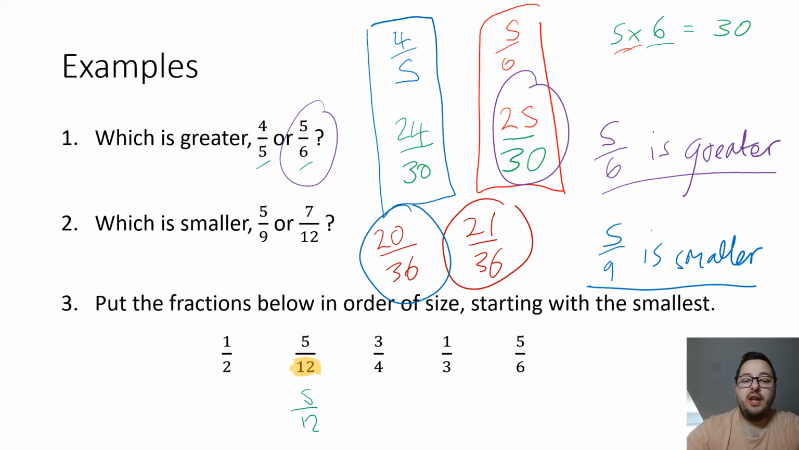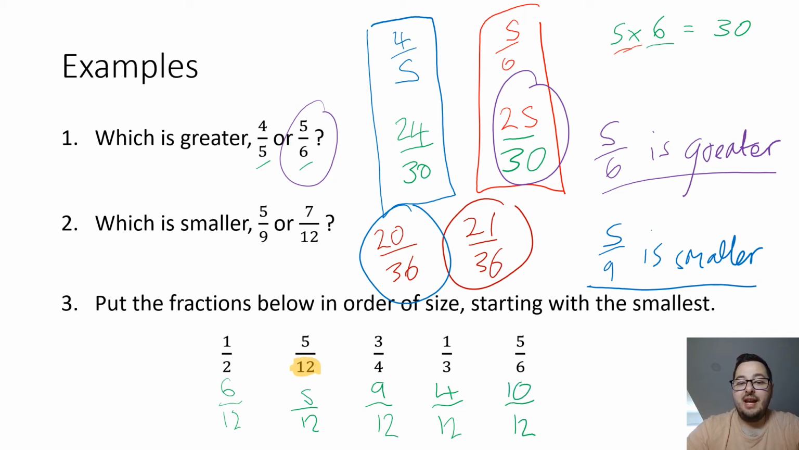So the first one, 1/2, well, we want to get 2 to 12. And to get 2 to 12, you times by 6. So times the top by 6, 1 times 6 is 6. For this 3 over 4, we want to get from 4 to 12, so we times by 3. So 4 times 3 is 12, and 3 times 3 is 9. Then for this a third, we want to times 3 by something to get 12, and that's going to be times 4. So we do 1 times 4, which is 4. And finally, we want to get from 6 to 12, so you just double it or times it by 2, and 5 times 2 is 10.